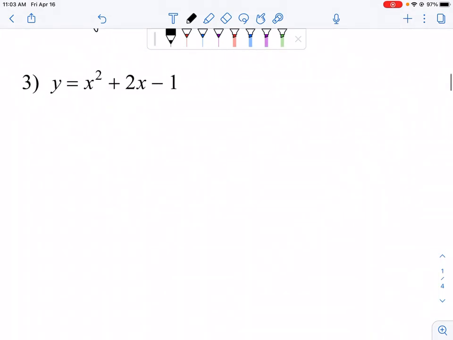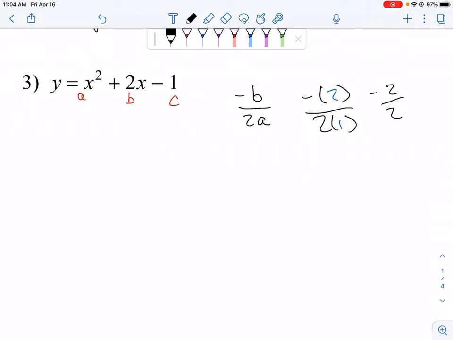Let's keep looking at these. So for our axis of symmetry, I have my A, my B, and my C, however you want to label these. And my axis of symmetry is negative B over 2 times A. So that's negative B over 2 times A. And I'm going to replace B with a 2 and A with a 1. So this is going to give us negative 2 over 2, which makes negative 1. So my axis of symmetry is x equals negative 1.